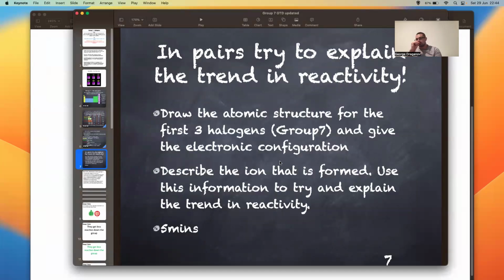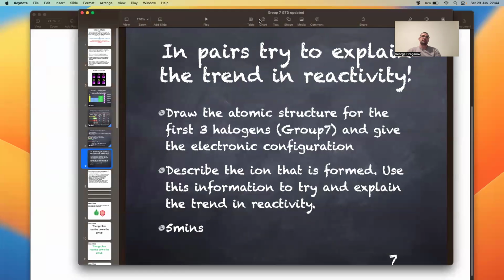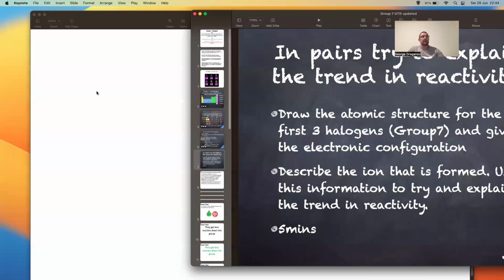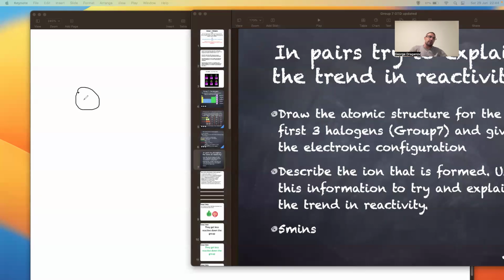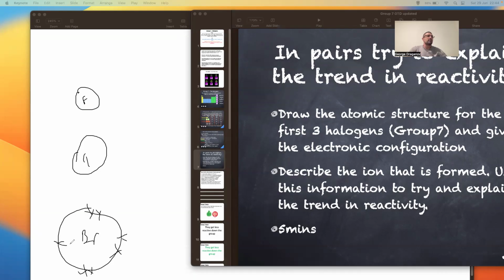So if you think about drawing them out, so we could try that here. Say we drew fluorine. There's fluorine. Then we do chlorine. Say we drew bromine. They'll each have 7 in the outer shell. Okay, imagine they each have 7. What are they trying to do? They're trying to gain 1.